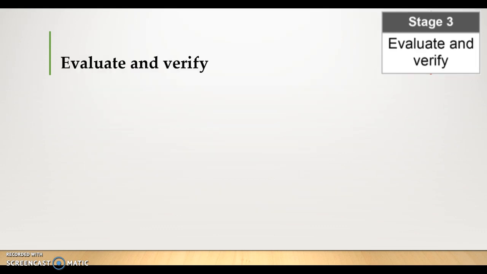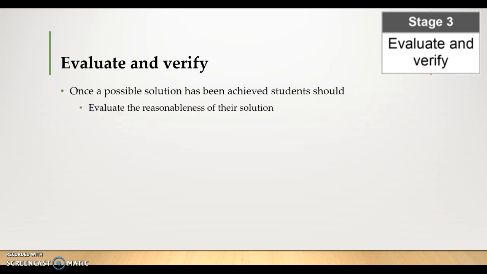Stage 3 sees us evaluate and verify. So now that we've got a solution, we've got to see that it's actually a reasonable one. To do that, we've got to somehow go back and say, how can we show that our solution is reasonable? It might be just by substituting values back into a formula, or it might be by choosing an alternate way of solving the problem and looking to see that we get similar answers to the two of them.